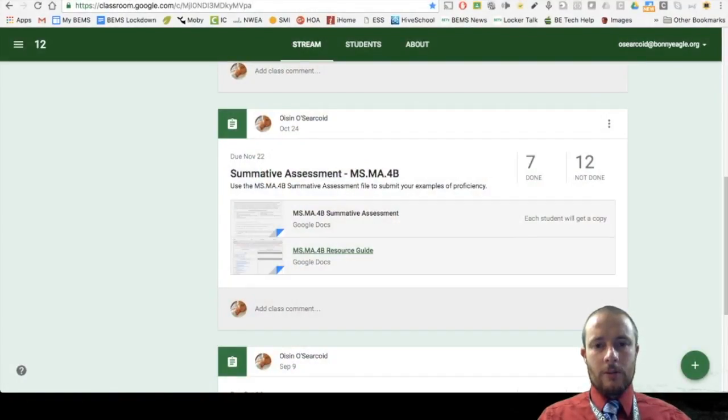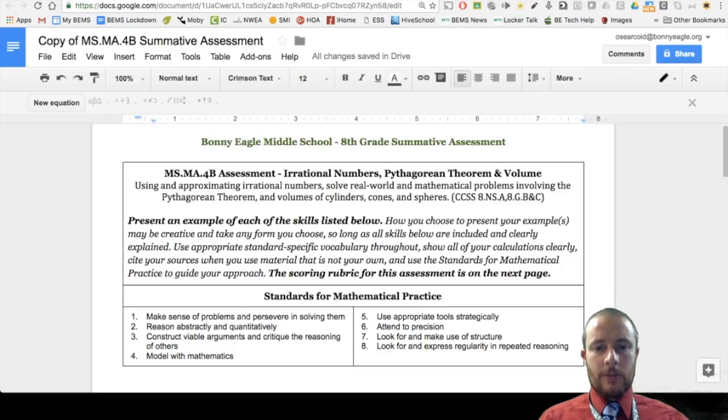Here we are in Google Classroom. We have a summative assessment, MS.MA.4B, to do. There's our summative assessment file. As you can see, this will actually get created for you when you open it. And we have our resource guide, the two things we absolutely need. Let's take a look at the summative assessment first.